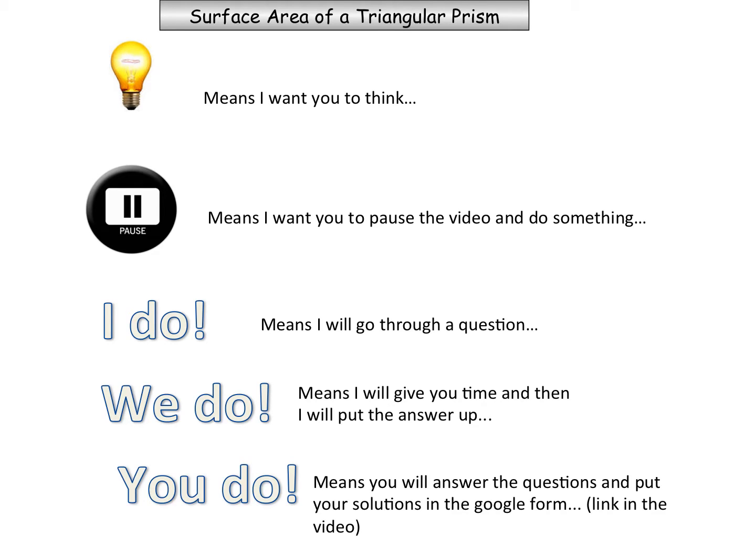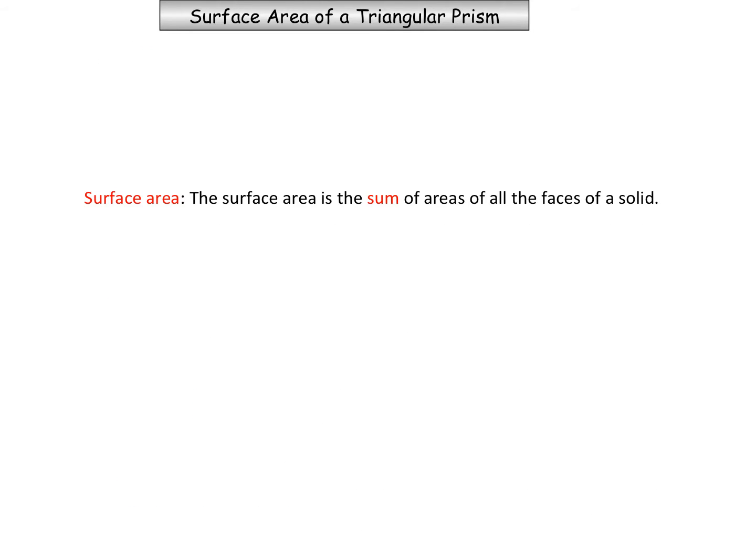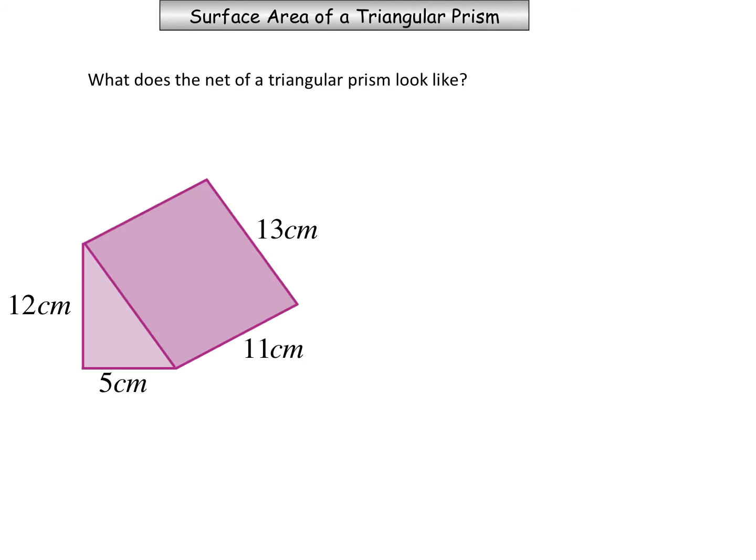In this video we'll be looking at the surface area of a triangular prism. Just to recap, the surface area is just the sum of all the areas of all the faces of that solid. So what does the net of a triangular prism look like? Well, it all depends on what the triangle is, the triangular end. If we've got this, I haven't marked a right angle here, but we've got a right angle here. So in this right angle triangular prism, what does the net look like?